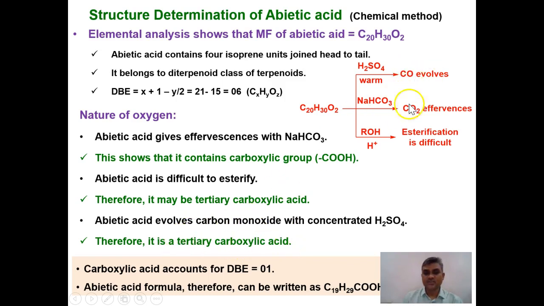So on the basis of these three experiments, we have now proved that abietic acid is a carboxylic acid, and more specifically it's a tertiary carboxylic acid. This tertiary carboxylic acid corresponds to 1 degree of unsaturation. So out of 6 degrees of unsaturation, we have accounted for 1 degree of unsaturation. Now we can rewrite the molecular formula of abietic acid, since it contains CO2H, as C19H29CO2H.